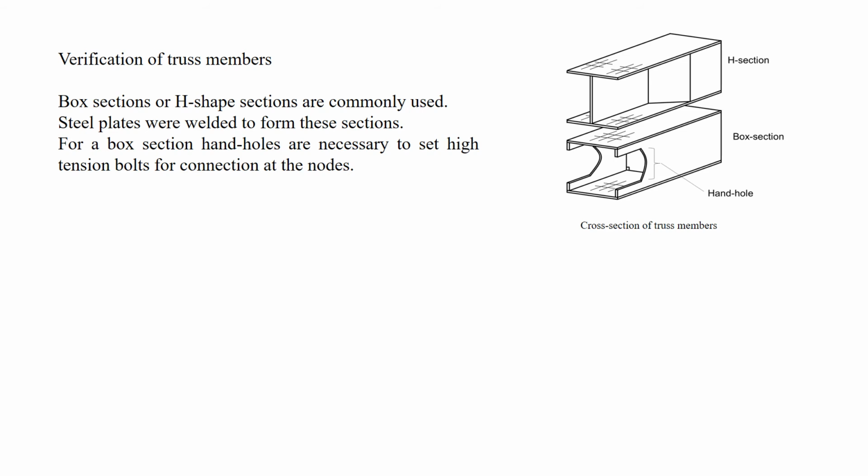Verification of truss members. As it was explained, the box sections or H-shaped sections are commonly used. Steel plates are welded to form these sections. For a box section, hand holes are necessary to set high-tension bolts for connection at the node.